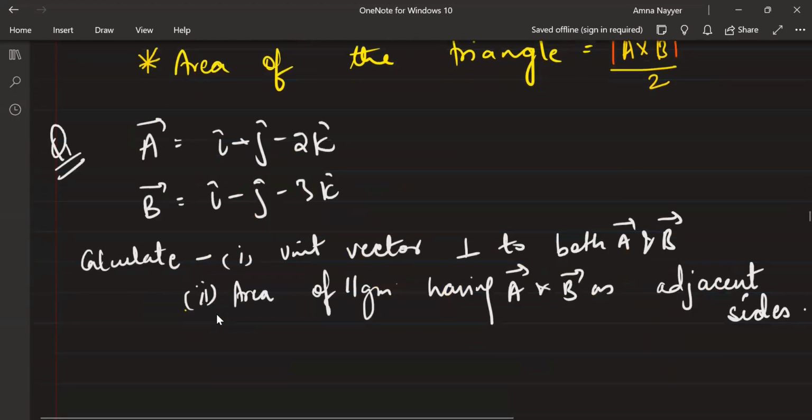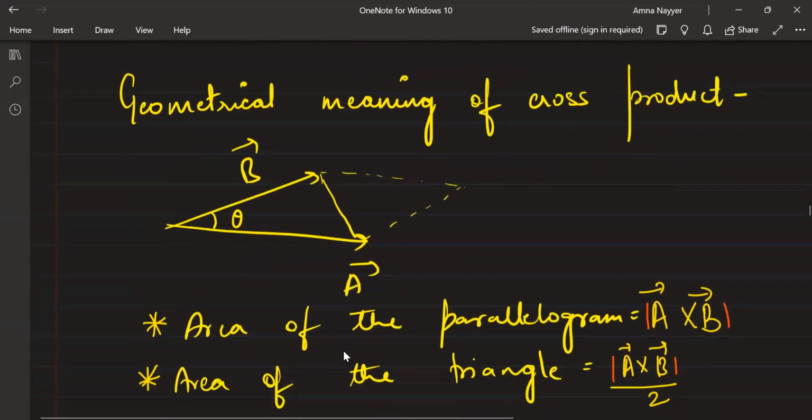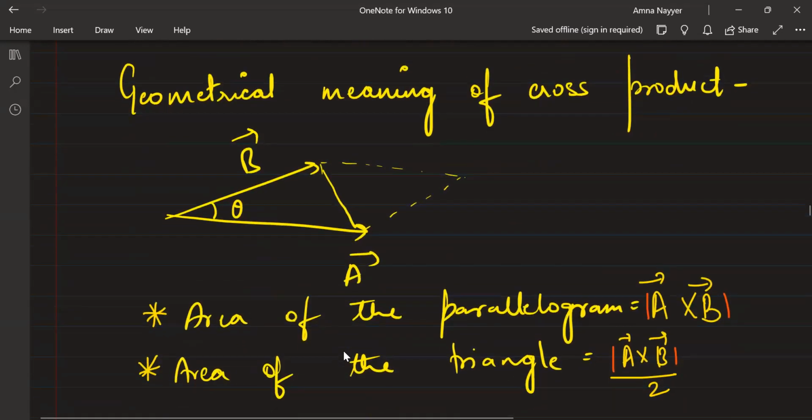Okay. See, then try this question. First, unit vector we have already studied. We'll discuss it quickly. But first, write it down. Then let's practice questions based on cross product.